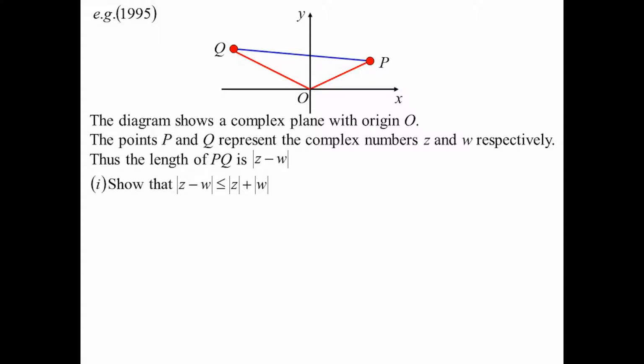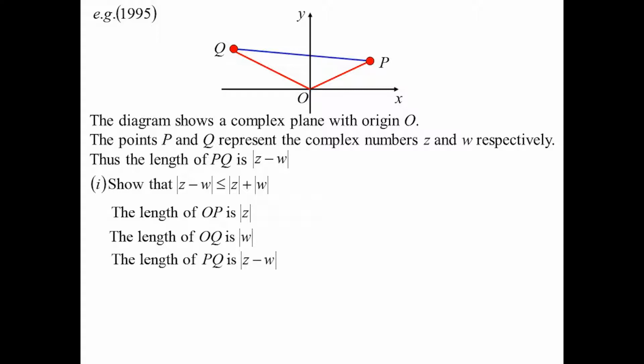All right, I'll join P and Q up. There it is, creating the third side of a triangle. I know that the length of OP is the modulus of z, I know the length of OQ is the modulus of w, and I know the length of PQ is the modulus of z minus w.